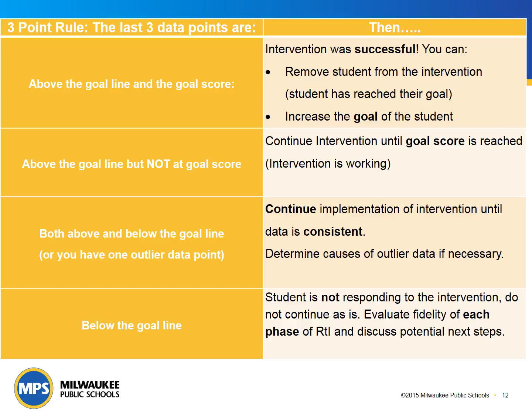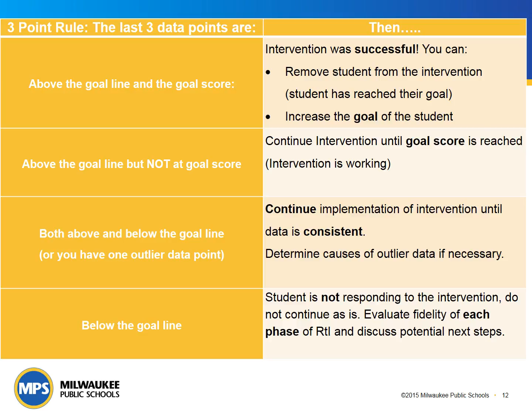If they are above the goal line on STAR but not at the goal score yet, this indicates the plan is working and the teacher should continue to intervene with the student until the goal is reached. If the last 3 data points are both above and below the goal line, or you have an outlier data point, you should continue with the intervention until you can see consistency in the data.